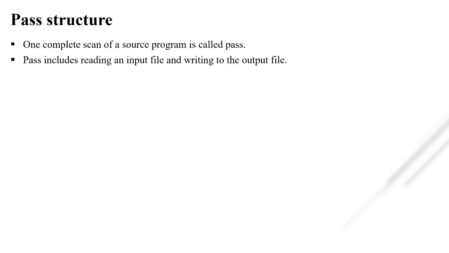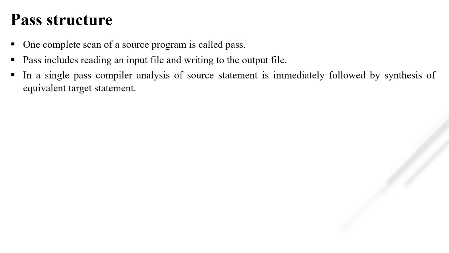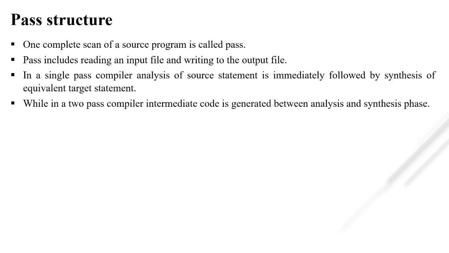Next topic is pass structure. One complete scan of the source program is called a pass. It includes the reading of an input file and writing to the output file. In a single pass, the compiler's analysis of a source statement is immediately followed by synthesis of the equivalent target statement. In a one pass compiler, intermediate code is not generated, but in a two pass compiler, intermediate code is generated between the analysis and synthesis phases.